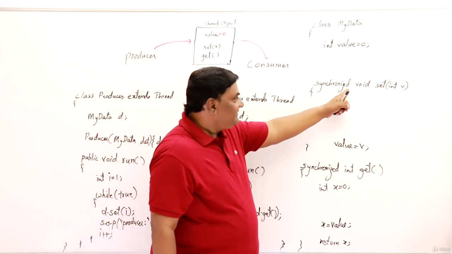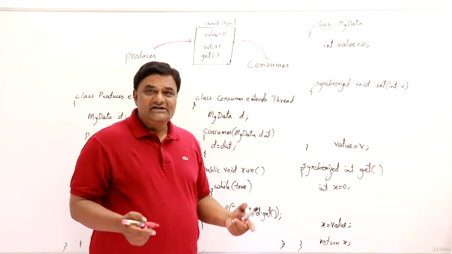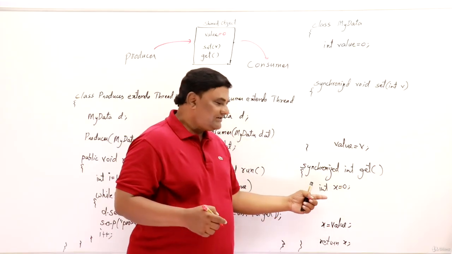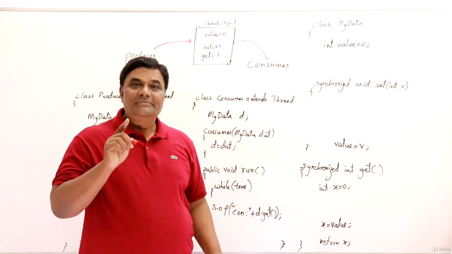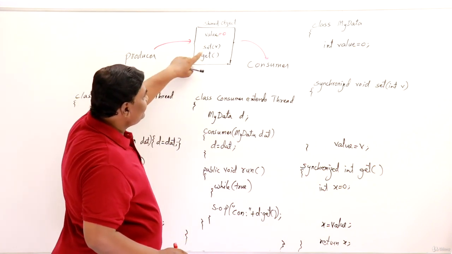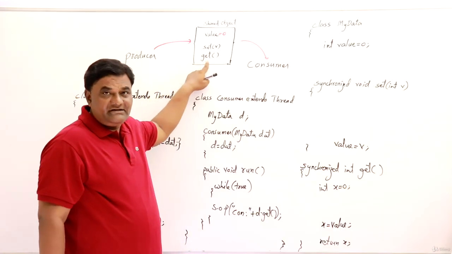Already I made them synchronized. So only one thread will enter. Actually, we have only one thread which will be using set and one thread which will be using get. But we wrote synchronized to make it a monitor. Producer will write the value by using set. Consumer will read the value by using get.